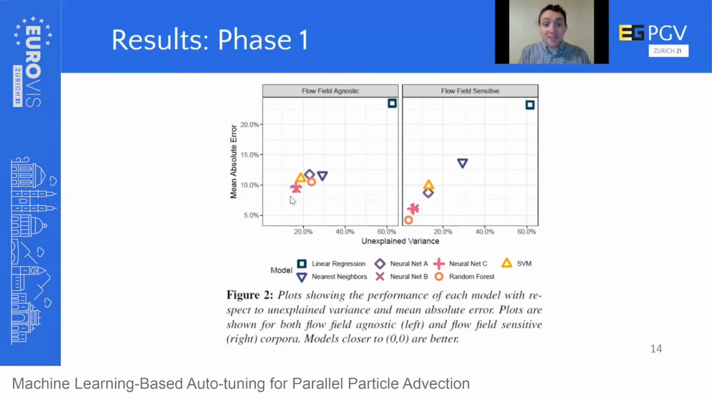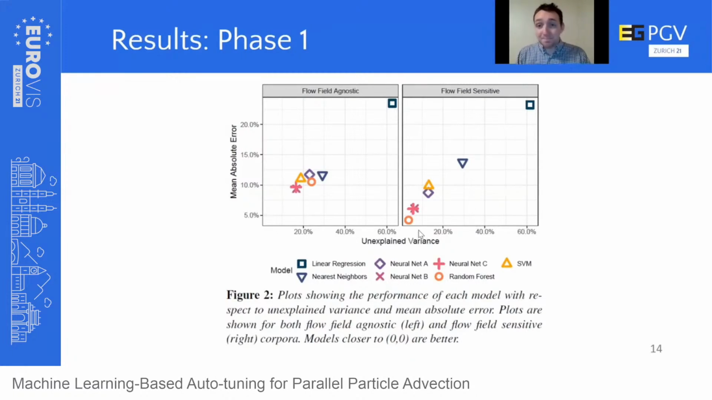So for the flow field agnostic version, we see that 2 of our neural nets, neural network B and neural network C, happen to be performing the best. And then in the flow field sensitive case, our random forest ended up doing the best as well. We ended up sticking with neural network C. It's very close between neural network B and neural network C, but we wanted to choose the best one from each of these 2 separate corpus partitionings. So for flow field agnostic, we went with neural network C, and for the flow field sensitive version, we went with the random forest.